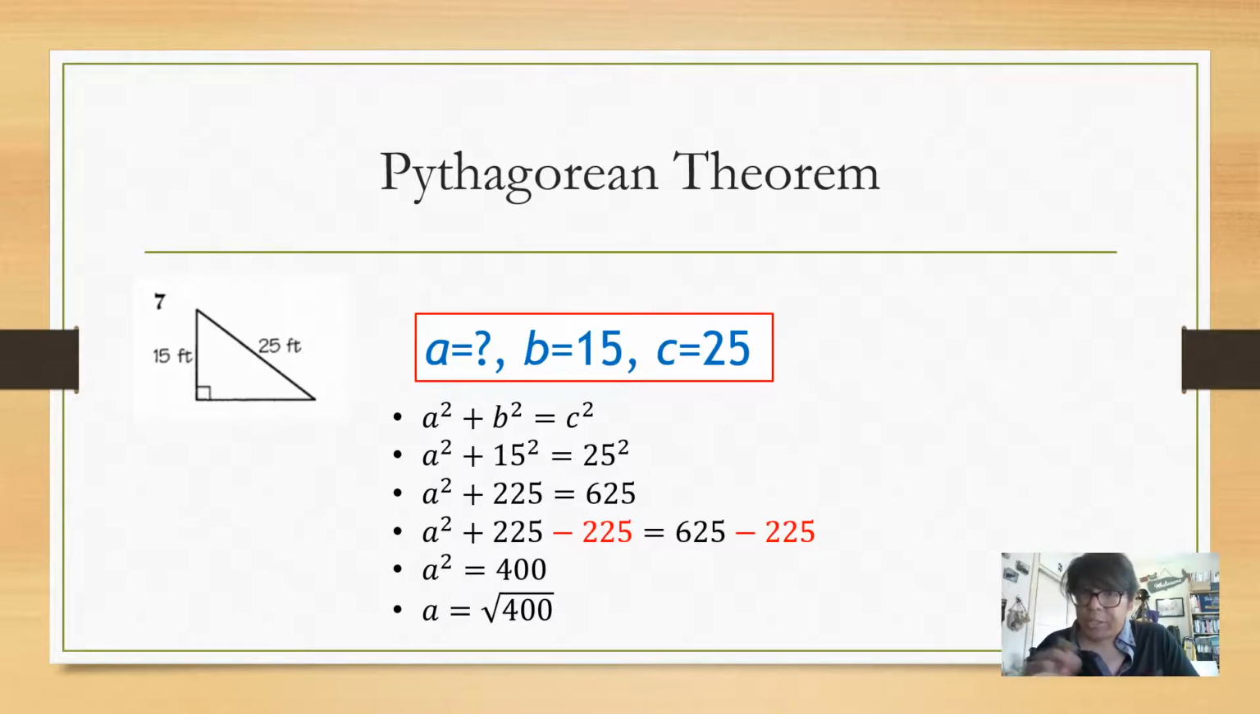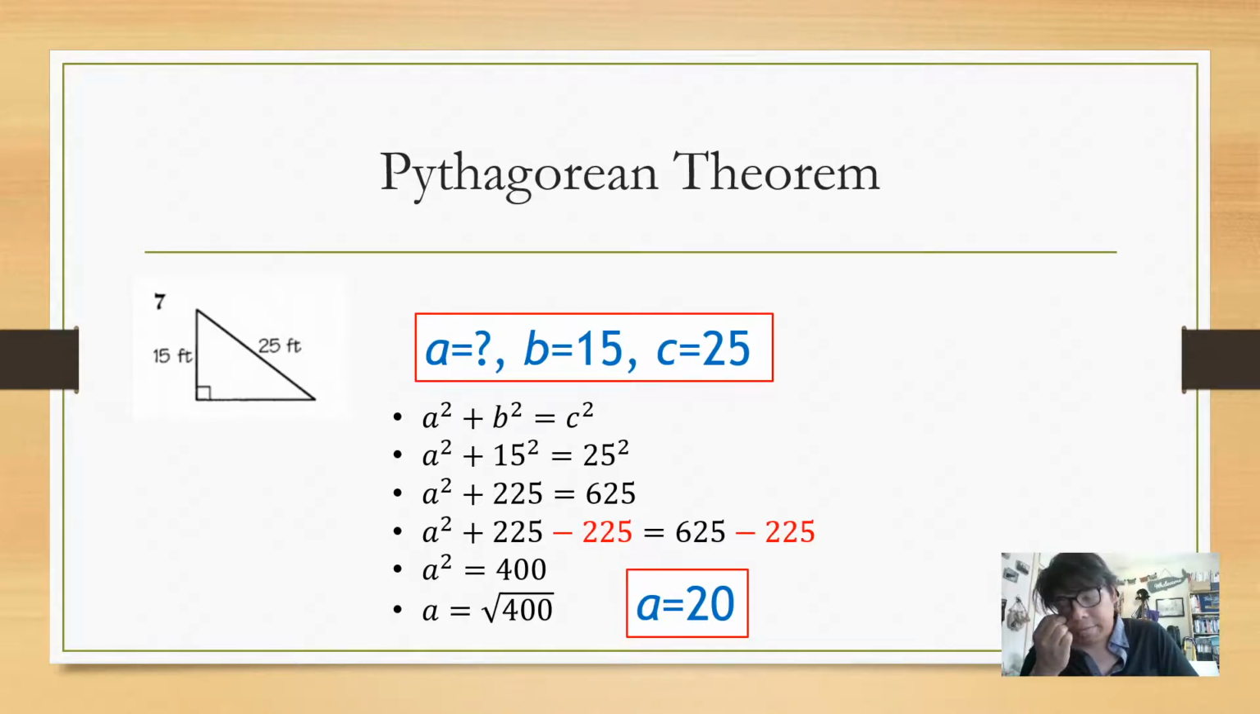Which means A is the square root of 400. And what is the square root of 400? I don't know. Ask Alexa. Grab your calculator. Go to Google. You're going to get that A is 20. So the missing side of this triangle is 20. Okay, we're on a roll.